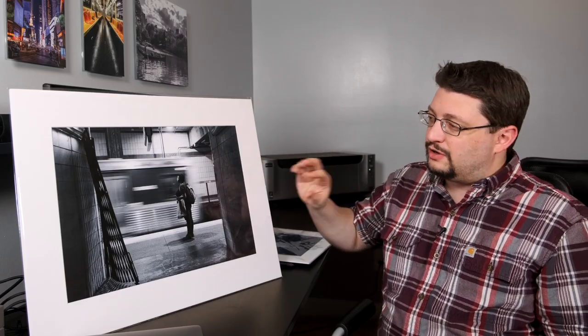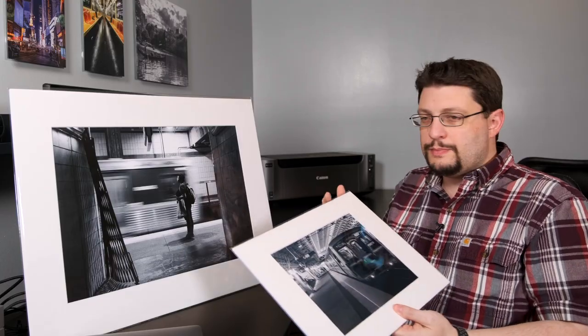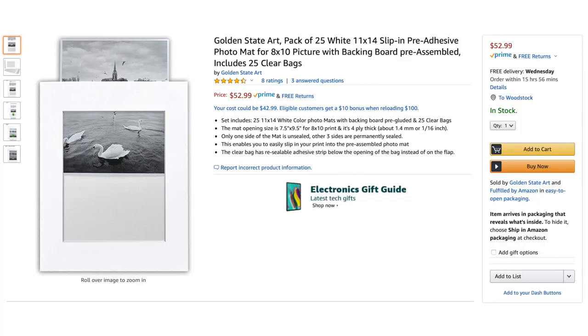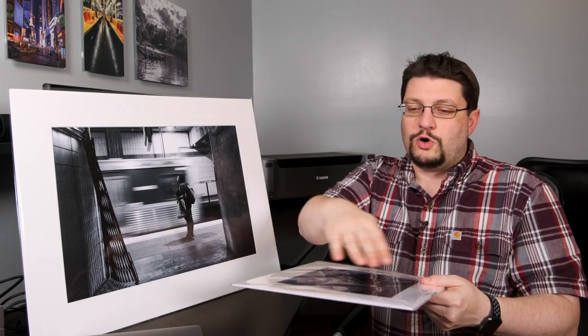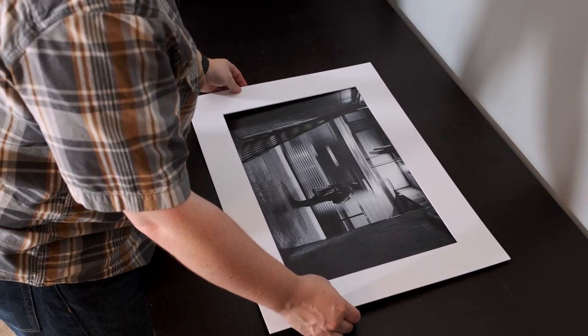So I went on Amazon and found these pre-cut mats for my 13 inch by 19 inch prints. This is 18 by 24. I don't remember the size of these. They're 14 long, so 11 by 14. These are for the 8 by 10 prints. There's a little bit of overlap on all sides, about a quarter of an inch all the way around. Same thing here, about a quarter of an inch overlap all the way around. So I want to show you the process for both of these, starting with the 8x10 and then working into the 13 by 19 inch print.